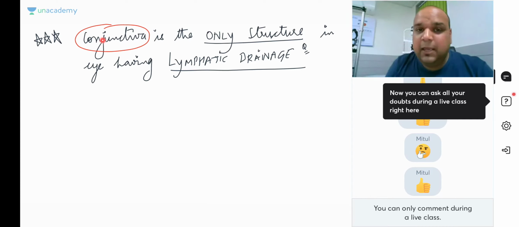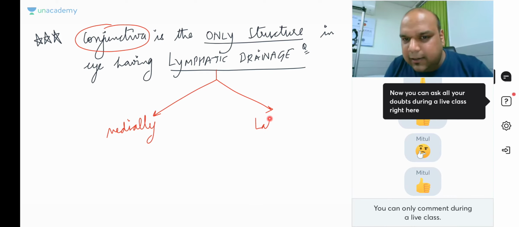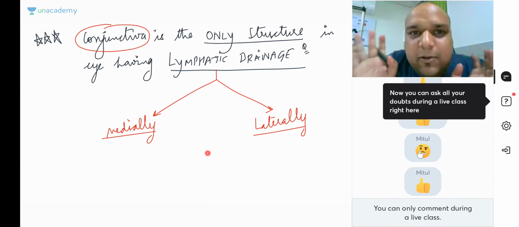Only from conjunctiva. Now, if they ask you that lymphatic drainage occurs from conjunctiva, what is the next question they will ask you? Where does the lymph drain? Lymph drains into which of the following lymph nodes? So lymphatic drainage can be divided into two parts: medially and laterally. There is a very simple, fun way to remember this, guys. The simple way is: lymph flows like your tears.